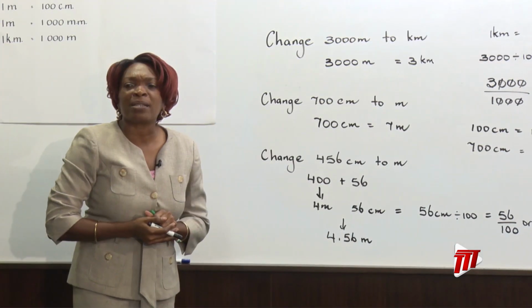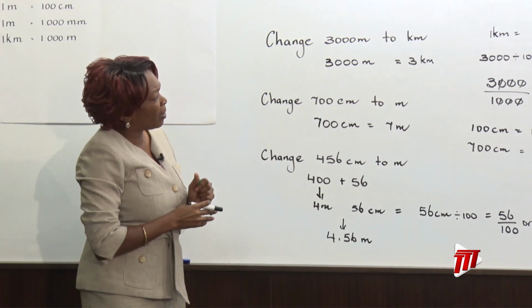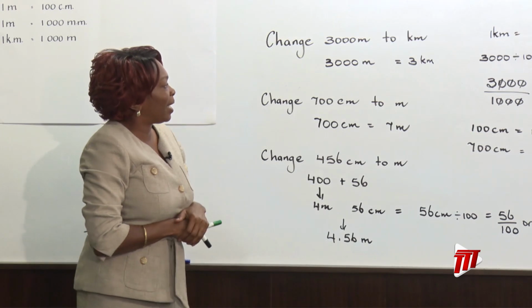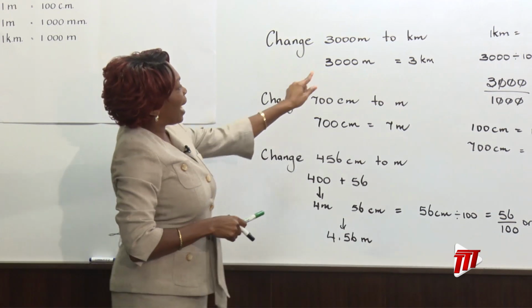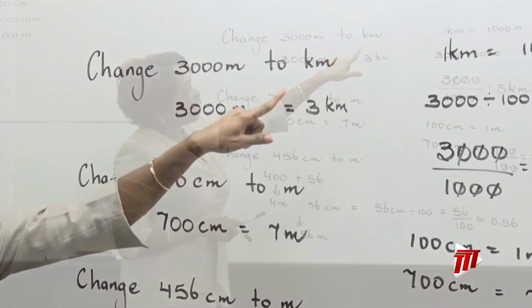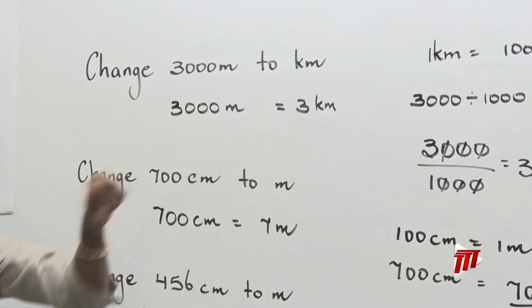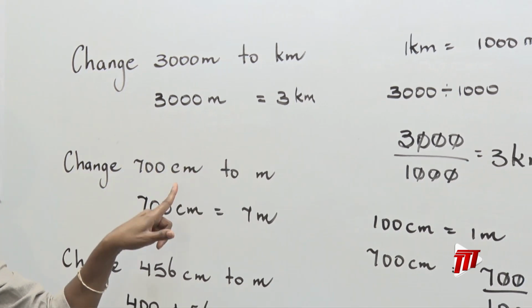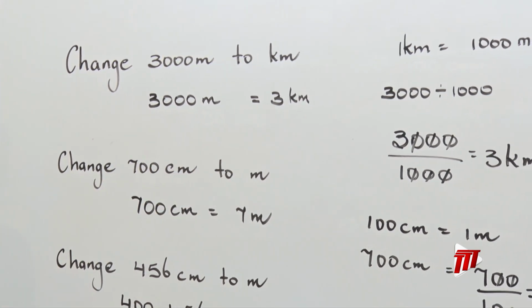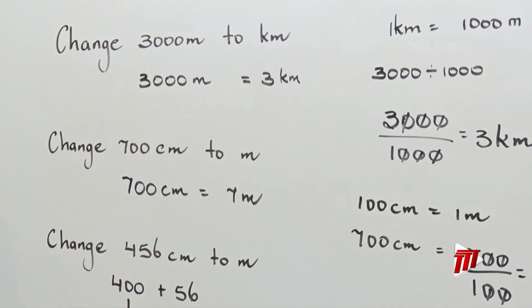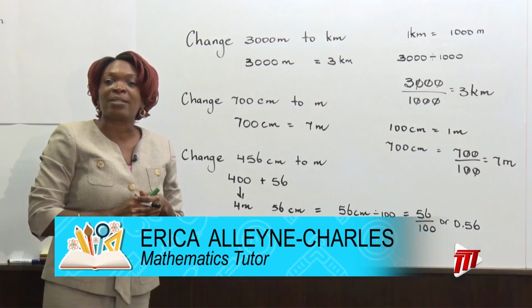Children, are we seeing a pattern? Are we seeing a pattern? What did we see here today? We realized that we're changing now from a smaller unit to a larger unit, meters to kilometers, centimeters to meters, smaller unit to a larger unit. So now we are doing the reverse. When we are changing from a smaller unit to a larger unit, we now divide.